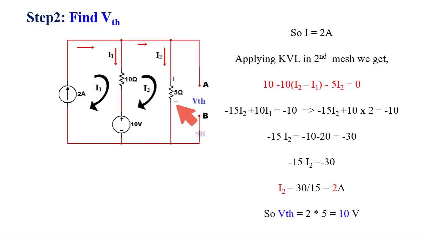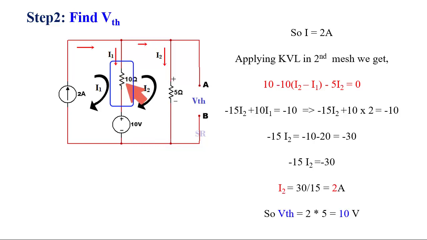To find the current, I am using mesh analysis. In the first loop, say I1 current is flowing. In the second loop, say I2 current is flowing. Now our target is to find I2 because I2 is flowing through this 5 ohm resistance. From the second mesh, if we use KVL, then the potential drop across this 10 ohm resistance, the potential drop across this 5 ohm resistance and this voltage source of 10 volt, the summation of these three is 0.